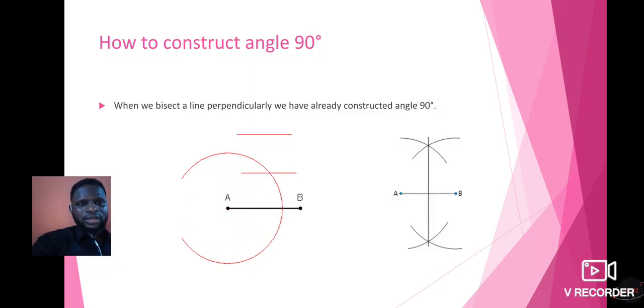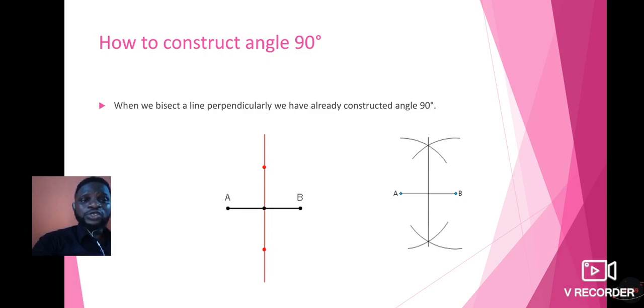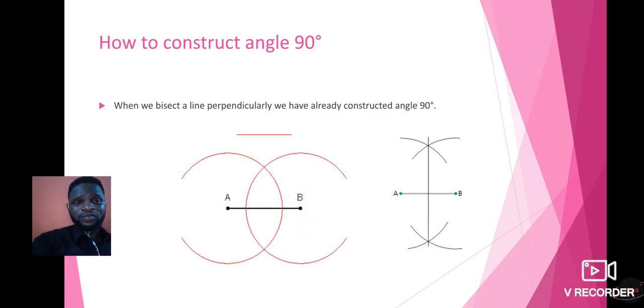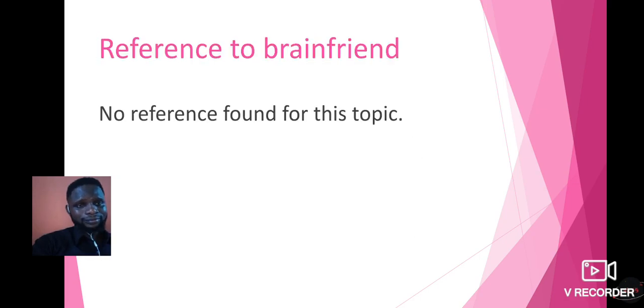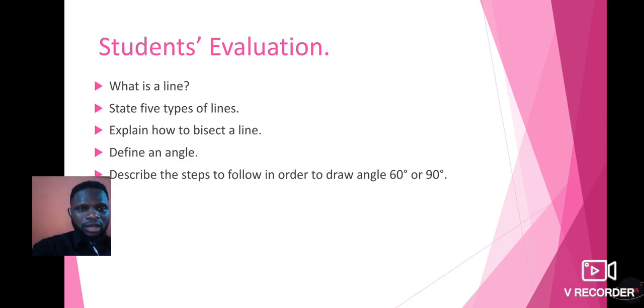How to construct angle 90 degrees. Like I said, bisecting a line automatically produces 90 degrees. So if we want to construct 90 degrees, we just bisect that line. Bisection of lines produces 90 degrees. So this is where we will stop for this topic. Practice on your own how to draw angle 60 degrees and 90 degrees.